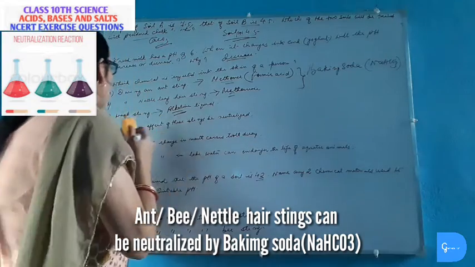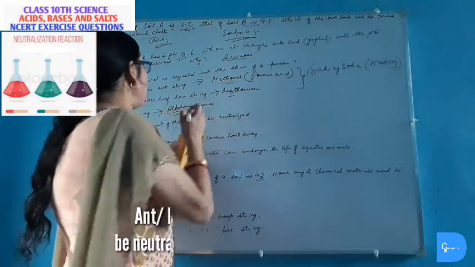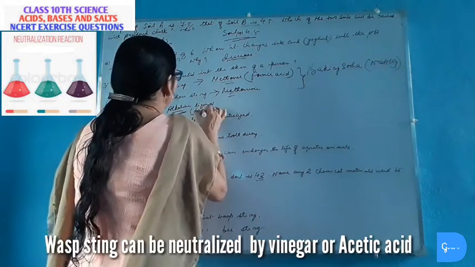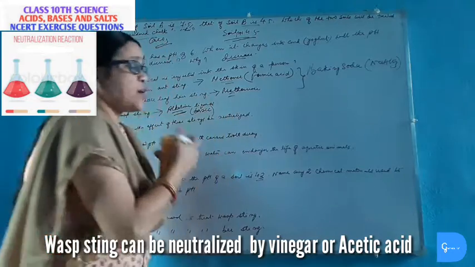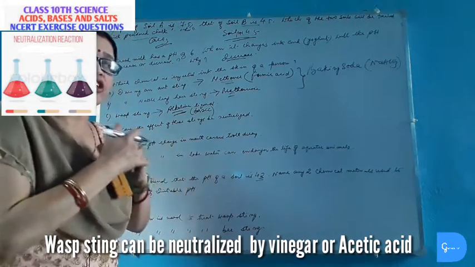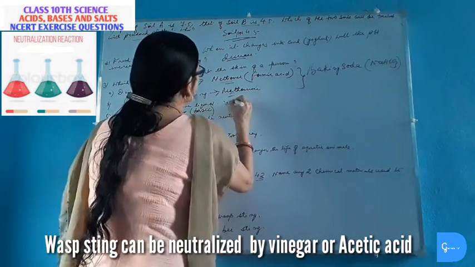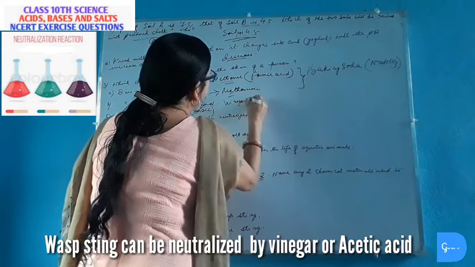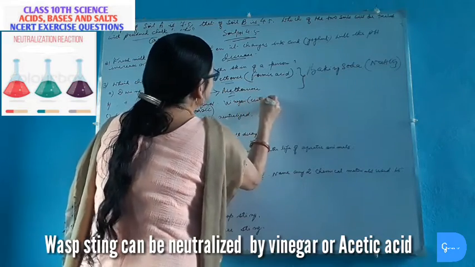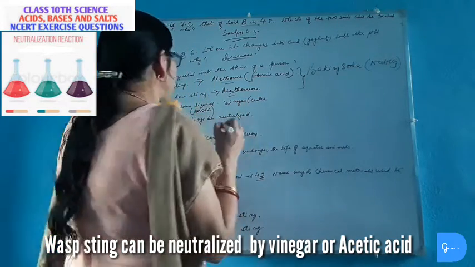Wasp sting. Wasp sting is alkaline liquid. Alkaline means basic. So we must use some acid to neutralize the effect of base. So we use vinegar or acetic acid to get relief from wasp sting.